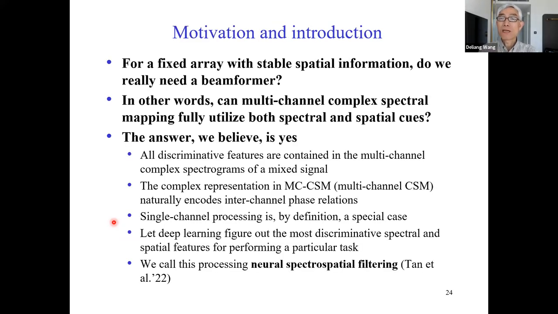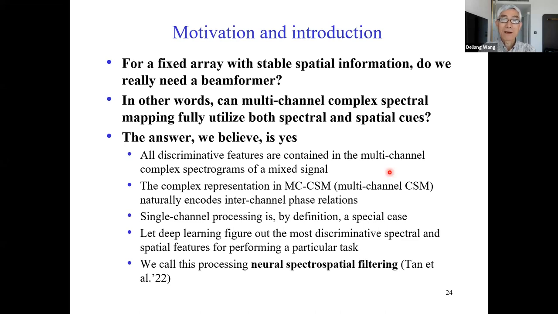So with a fixed array with stable spatial relations, the key question is: do we actually need a beamformer? Even though the previous result was achieved with a beamformer in the middle, is it necessary? In other words, can multi-channel complex spectral mapping itself fully utilize both spectral and spatial cues? The answer, we believe, is yes, because all discriminative features are already contained in the multi-channel complex spectrograms of the mixed signal. So the input contains all the information that's needed, and the complex representation in multi-channel complex spectral mapping naturally encodes inter-channel phase relations.